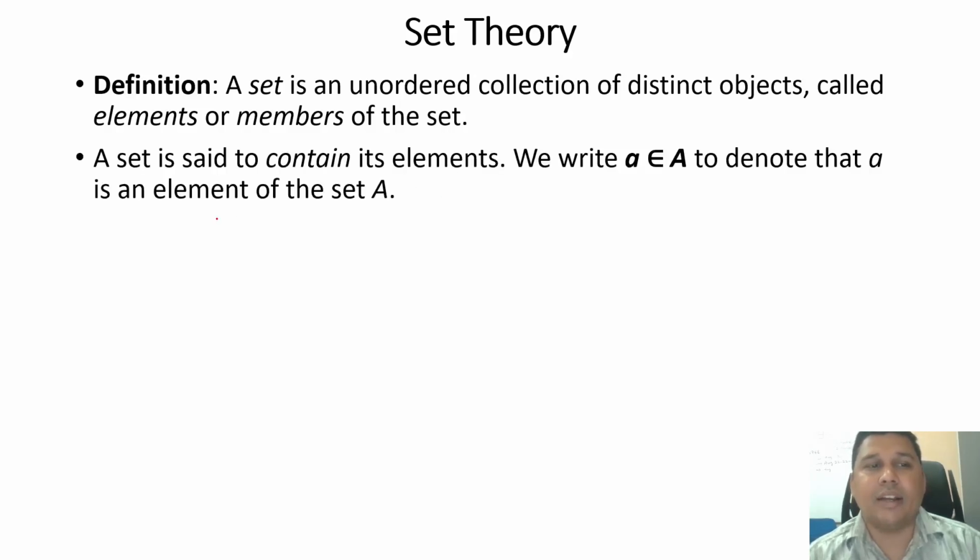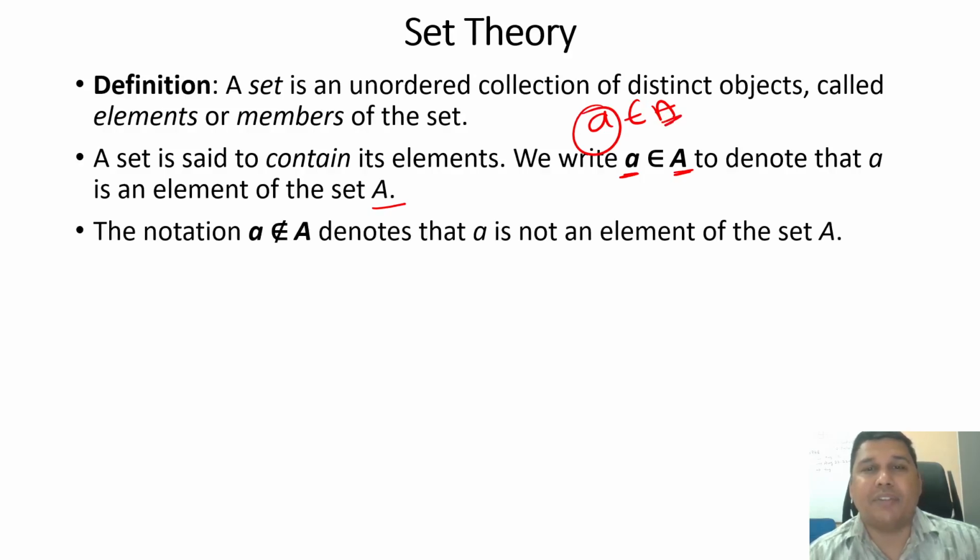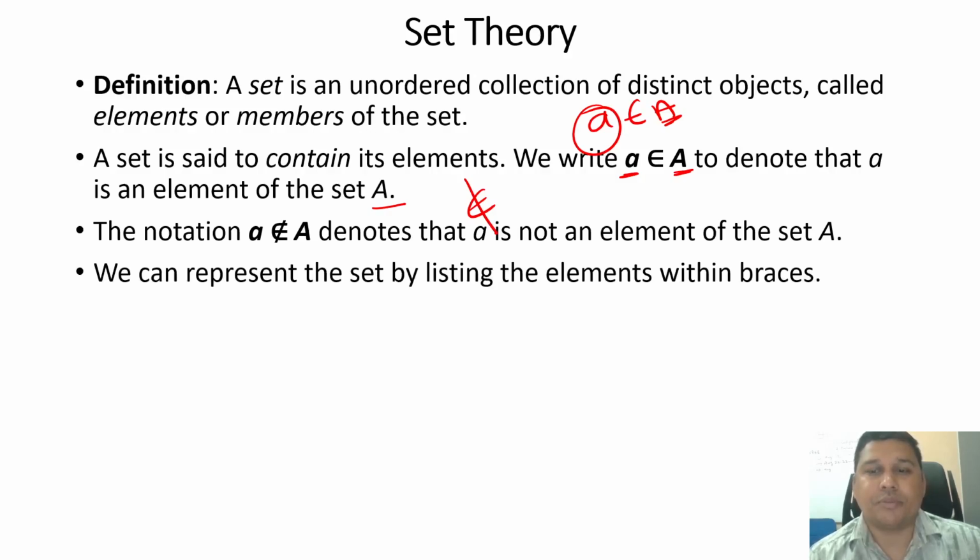And a set is said to contain its elements. So we write a ∈ A, where a is the element and capital A is the name of the set, to denote that a is an element of set A. So we write it like this: a ∈ A. It means the small a is an element of capital set A. And if it does not belong, we use the does not belong to symbol, which is just the belongs to symbol struck off.